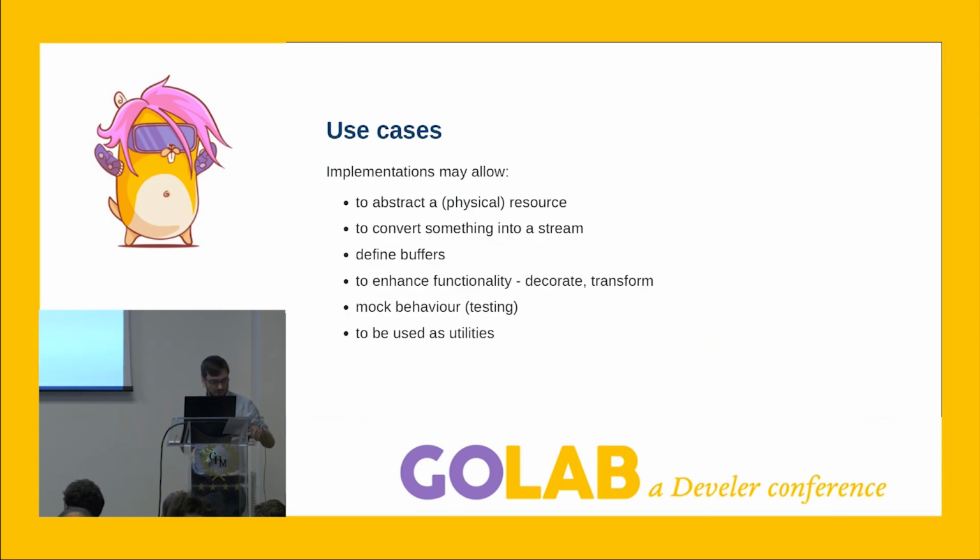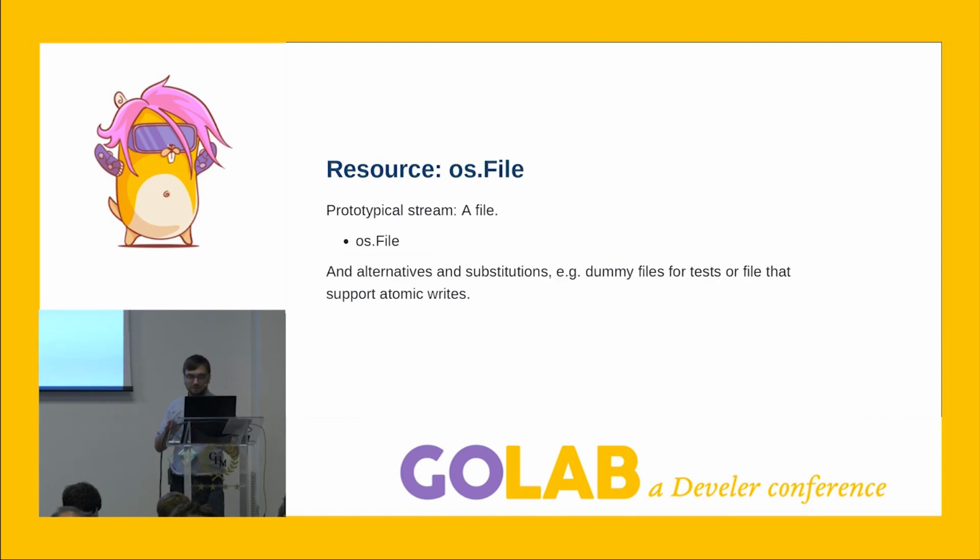Okay, let's go a bit more into the use cases where these things are used. So you can abstract a physical resource. You can convert something that is not a stream into the streaming realm. You can define buffers. You can enhance functionality. You can decorate, transform. It's used a lot for testing, mocking behavior, and also there are a lot of utilities that you can write around these interfaces. So let's briefly look at a couple of things where you can use these. os.File is like a prototypical stream. You read a file. There are some alternative implementations like atomic files in third-party libraries, which are really useful.